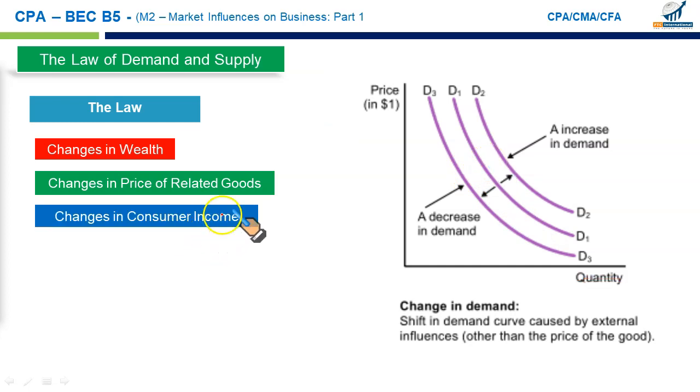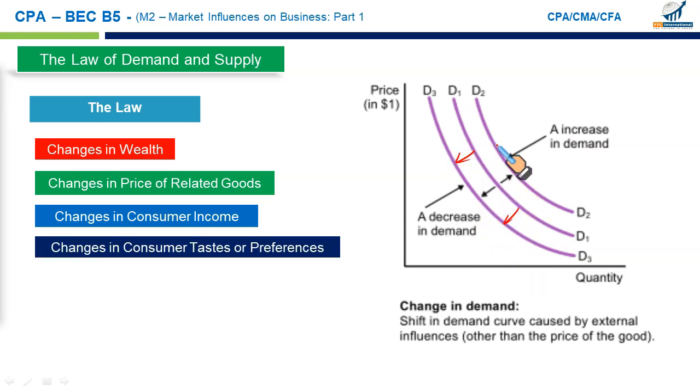Consumer income change. If consumers get more disposable income, they can spend more, the demand increases. If the income falls, the demand falls. The demand curve would move inwards.